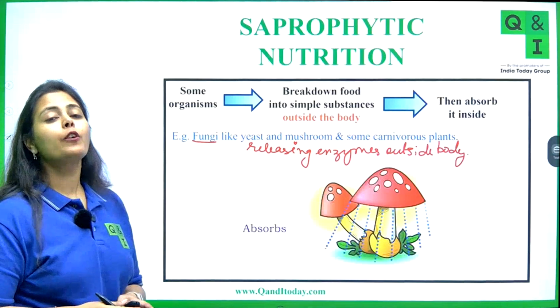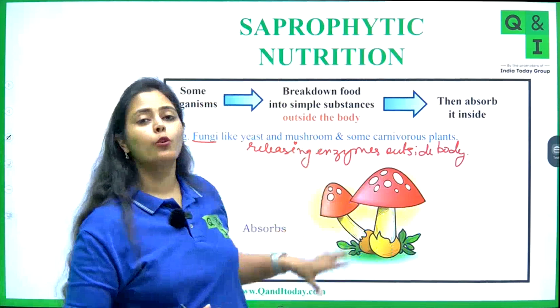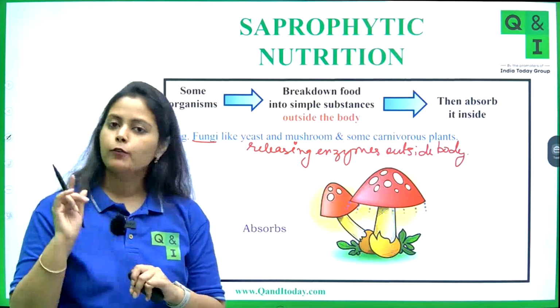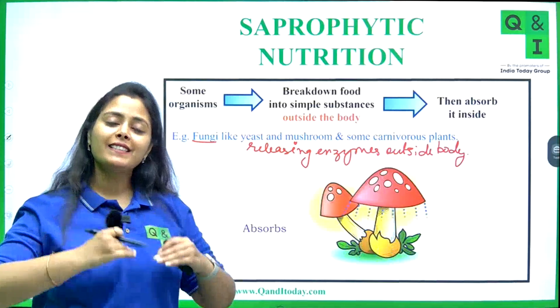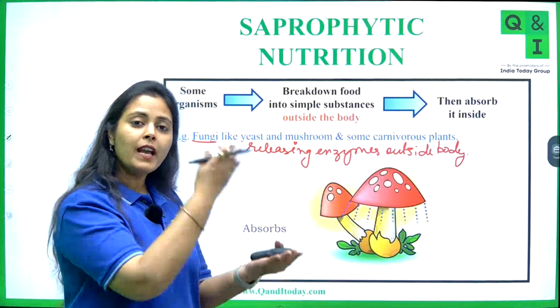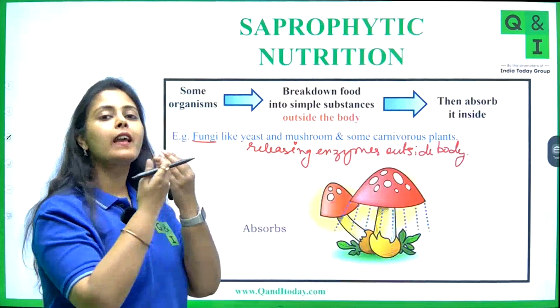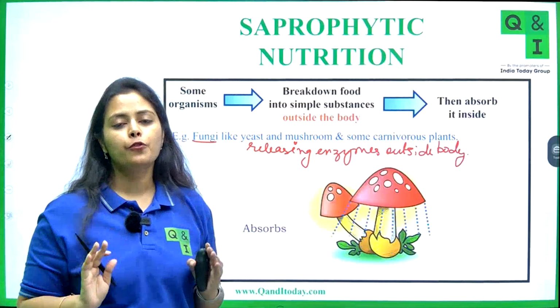So that's how you have seen that in the saprophytic mode of nutrition, the organism grows on dead and decaying matter, first of all. Second, it releases enzymes outside the body, digests the food in the outside environment only, and then absorbs the simpler nutrients.